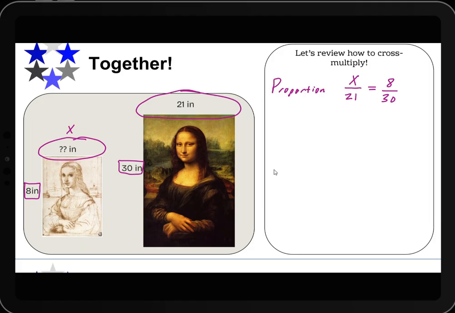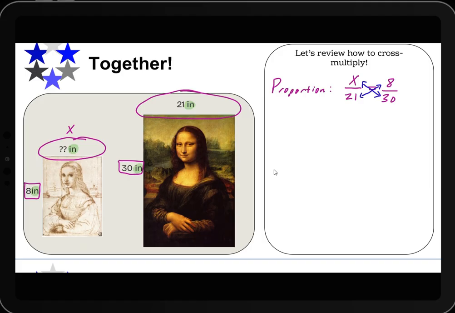Everything's measured in inches, by the way, so it's always important to check what unit of measurement you're using, because you want to make sure that they usually are in the same metric or the same form of measurement, and they are. So how do we use the cross product property? Well, what we do is we multiply across our equal sign here. We multiply from the denominator to that numerator and from the numerator to that denominator.